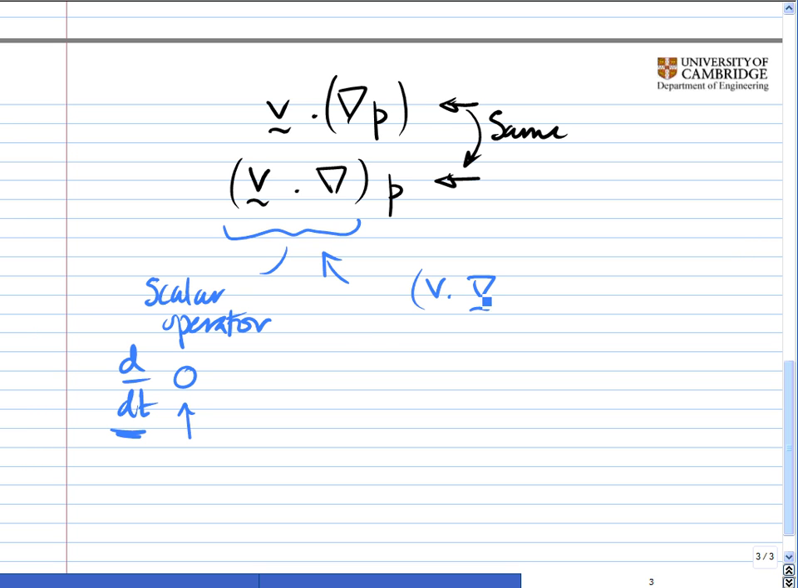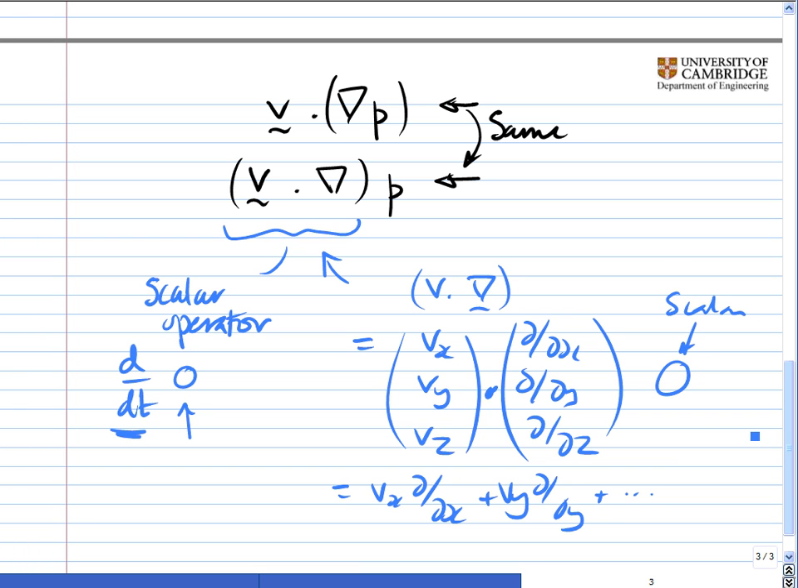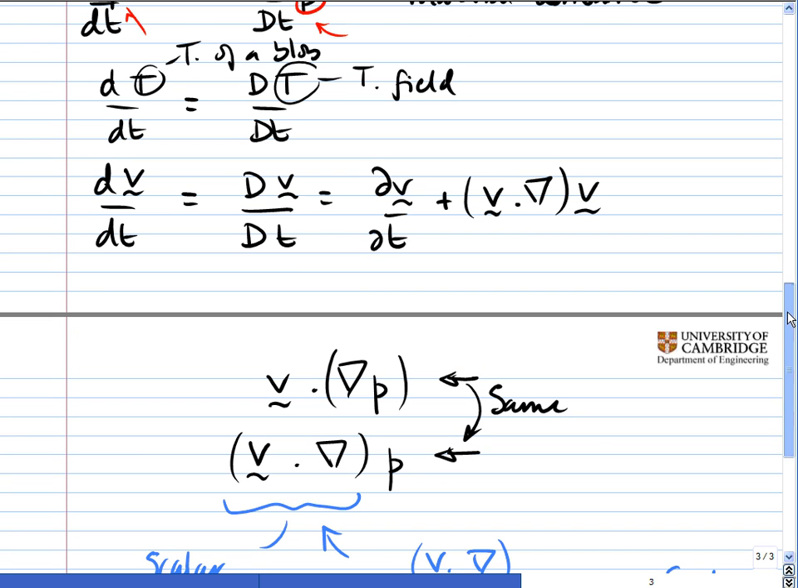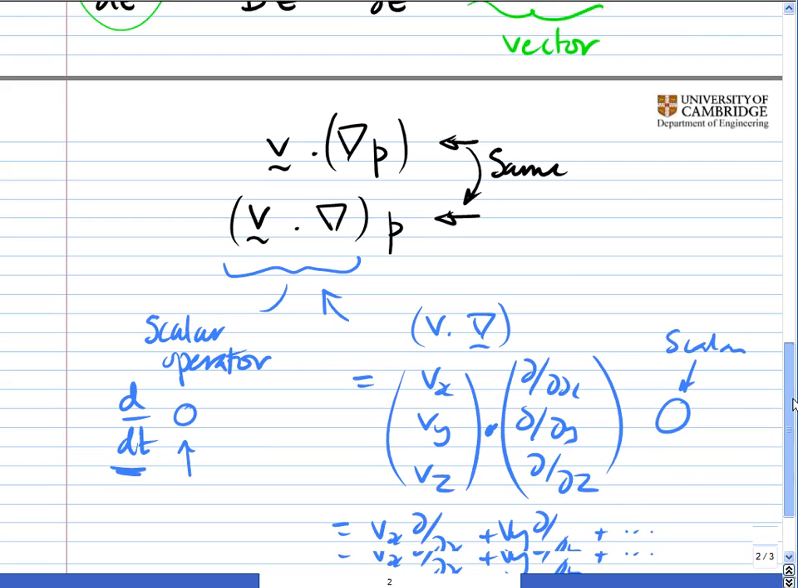v dot grad, let's expand it out in Cartesian coordinates, vx, vy, vz, dotted with d by dx, d by dy, d by dz. You can see that because we've got a scalar product in the middle here, this just gives you a scalar: vx d by dx plus vy d by dy plus etc. And it acts on whatever is after it as well, and if this thing is a scalar, it gives you a scalar. If this thing is a vector, it gives you a vector. So for example, if we scroll back up and look at taking the material derivative of the velocity, what we see at the end is that we have a scalar operator v dot grad acting on a vector. So that whole thing will give you a vector, and it's absolutely legitimate to do that.